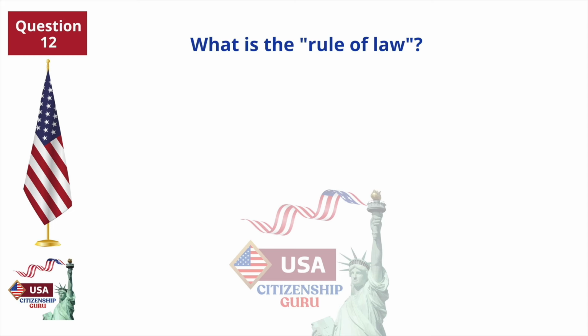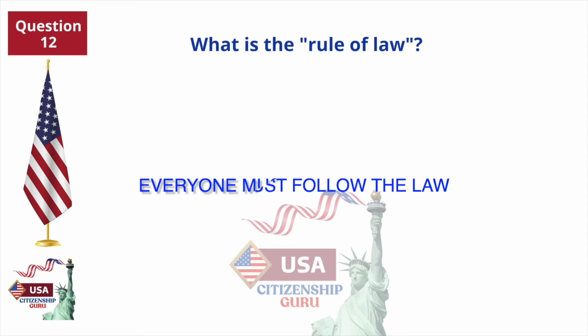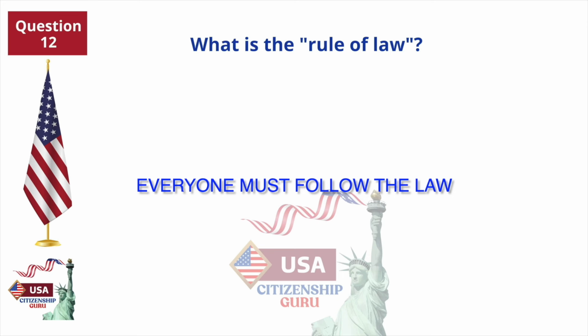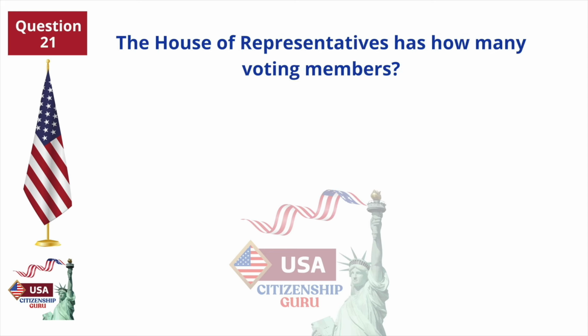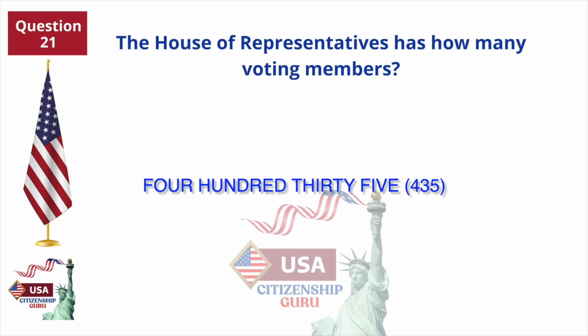What is the rule of law? Everyone must follow the law. When is the last day you can send in federal income tax forms? April 15. The House of Representatives has how many voting members? 435.